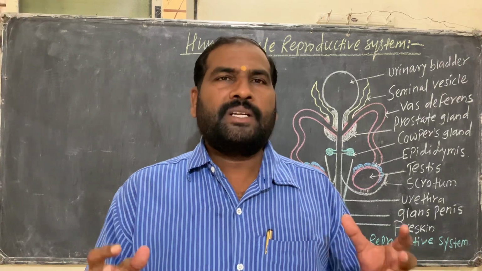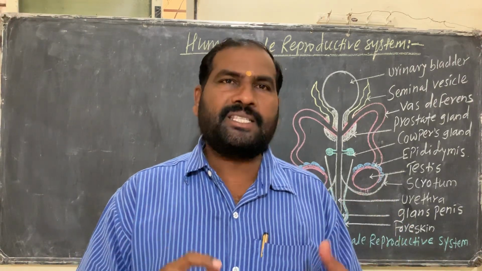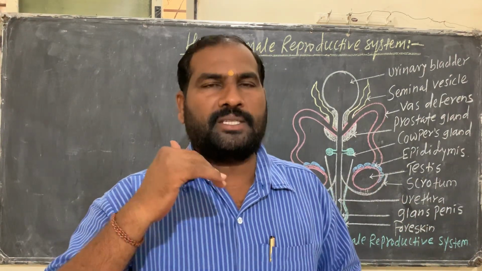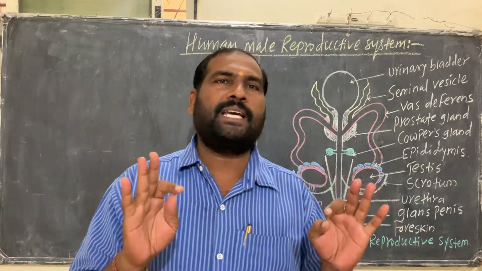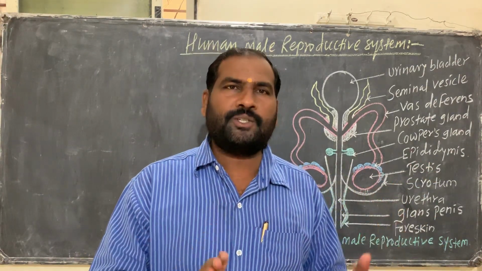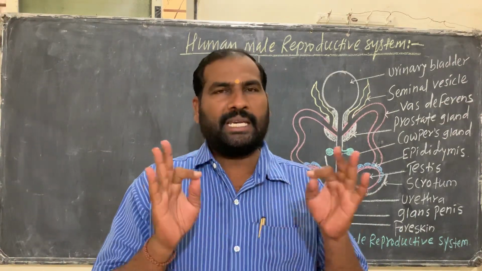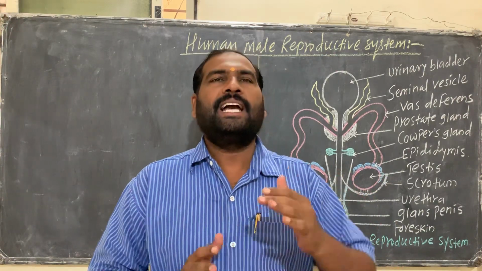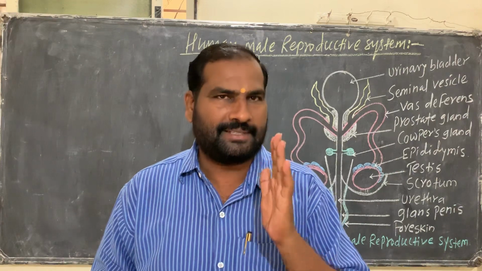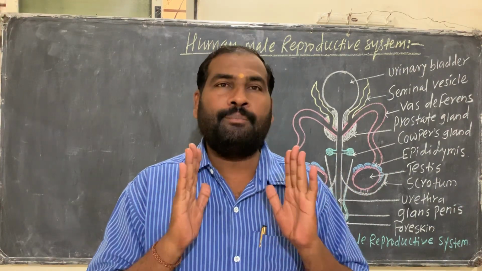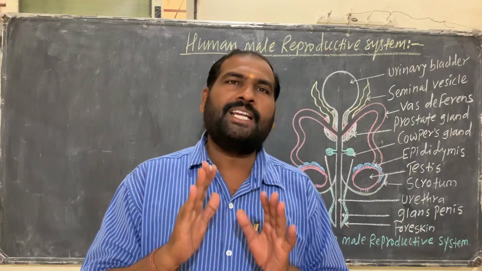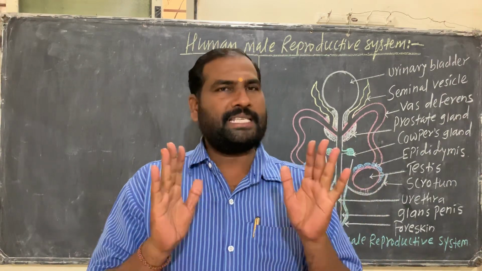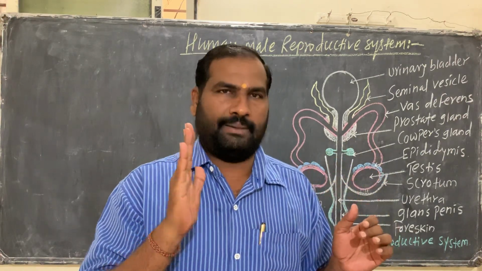You know that very well. Different cells constitute a tissue. Different types of tissue constitute an organ, and different types of organs constitute an organ system. Here is the male reproductive system that is present in the male individual, and the main function of the male reproductive system is to produce the male gametes, and also to discharge the gametes into the female reproductive tract. These are the two main functions of the male reproductive system.